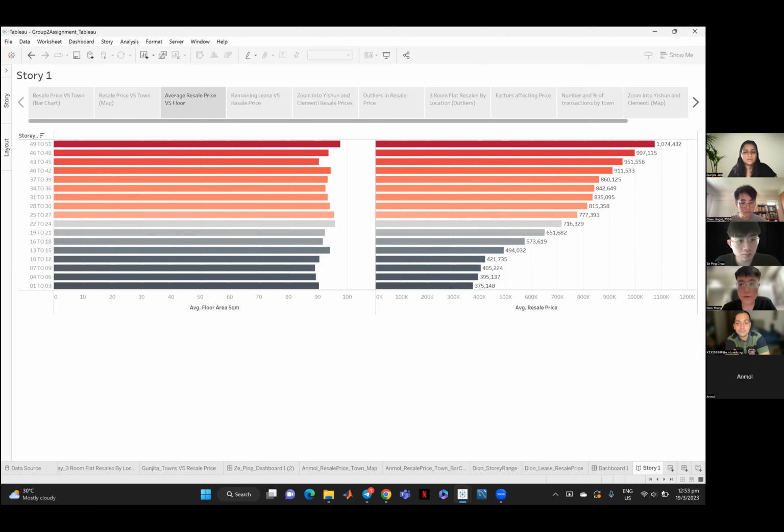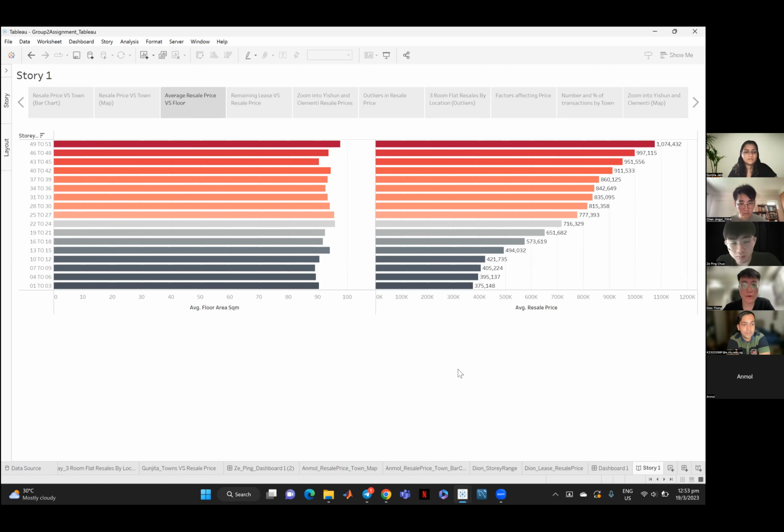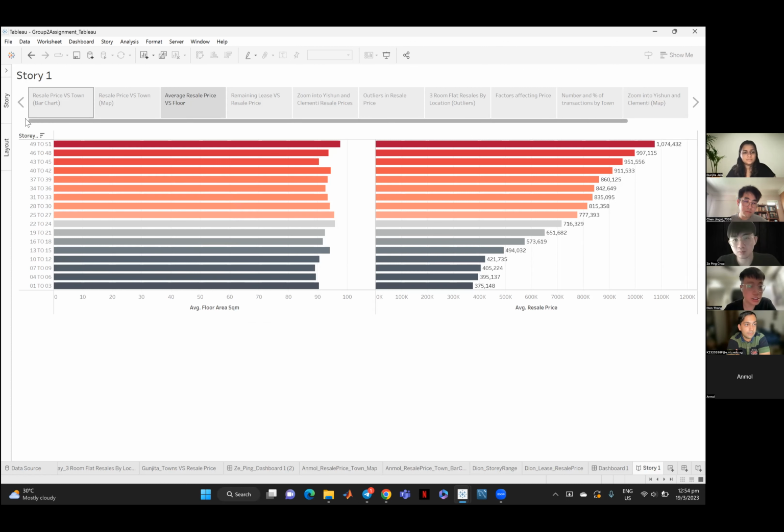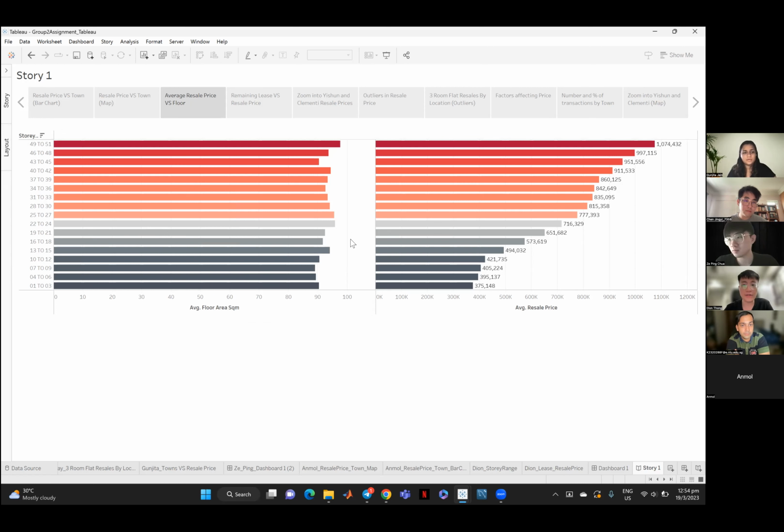Yep. So for me, I'm looking at the average floor square meters at the left chart. On the y-axis is stacked on each other the number of stories. And as you can see here, despite having similar average floor square meters throughout the different floors, flats of higher floors commanded a much higher average resale price than those of lower floors in these transactions in the chart on the right. So going as high as $1 million for the 49 to 51st story.